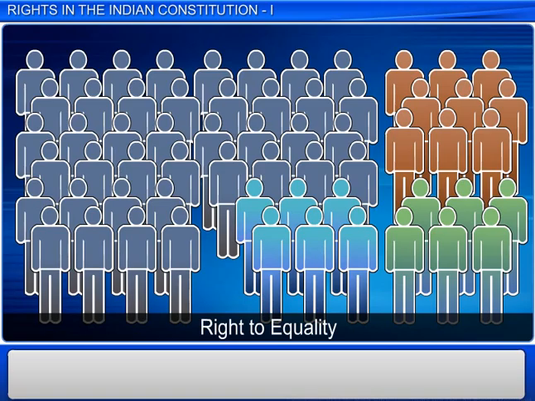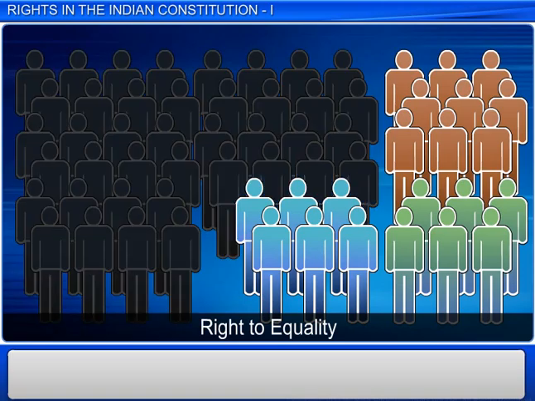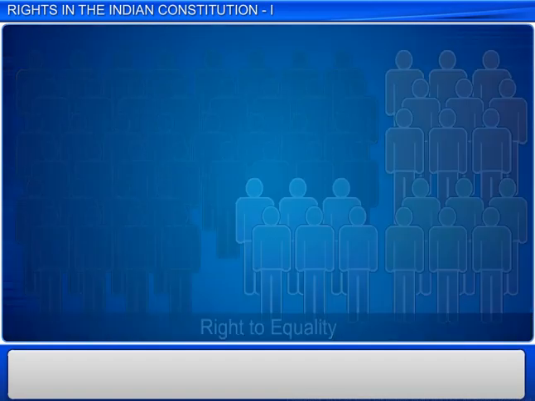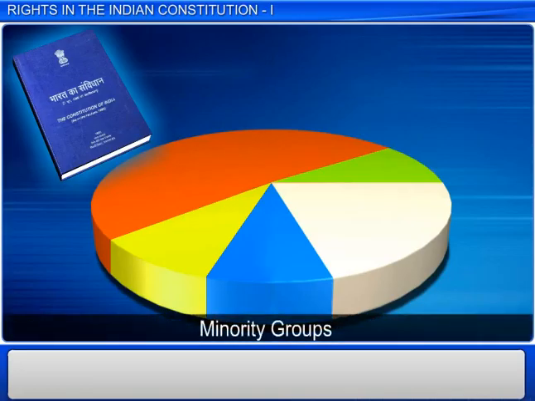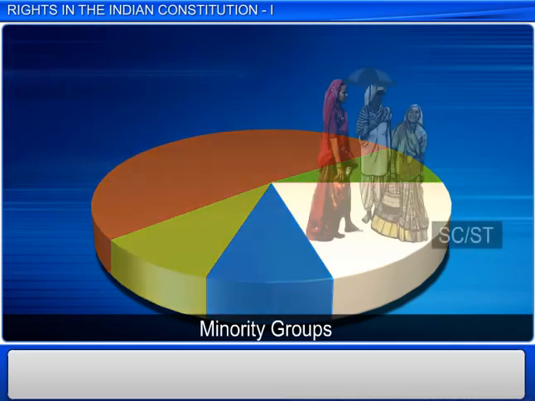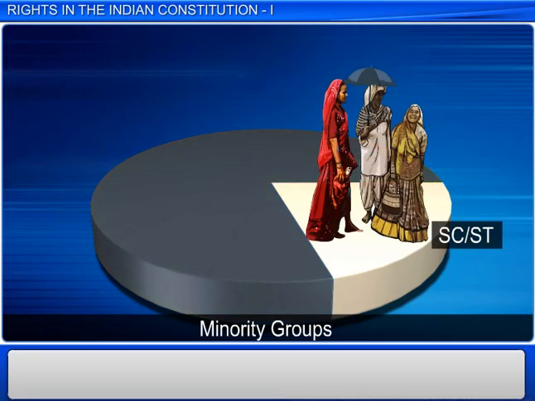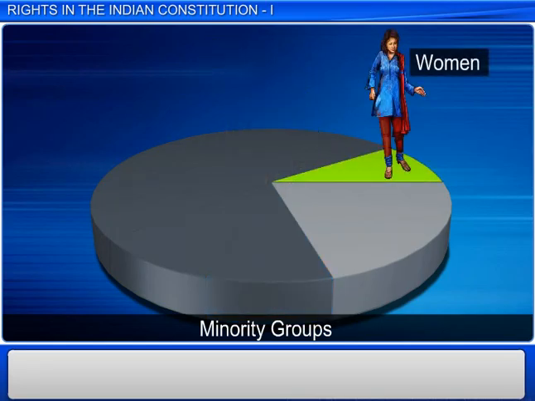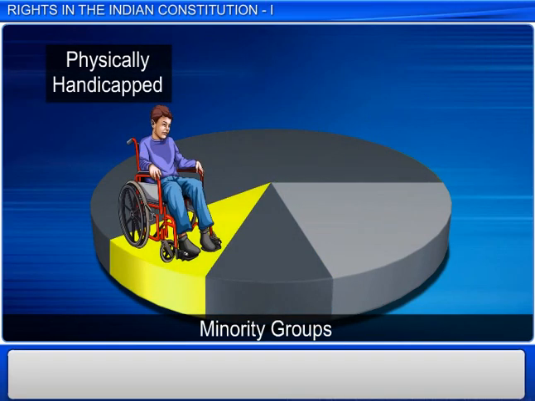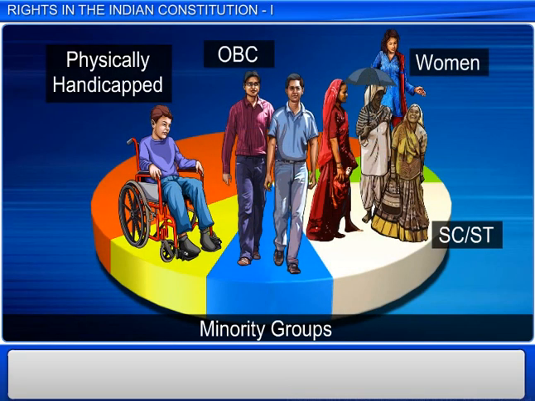So, aren't reservations for minority groups against the right to equality? The Indian Constitution states that reservation for minority groups such as scheduled castes, scheduled tribes, other backward classes, women, and the physically handicapped is not a violation of the right to equality. This is because reservations do not give any special privileges. They only facilitate equal opportunity.